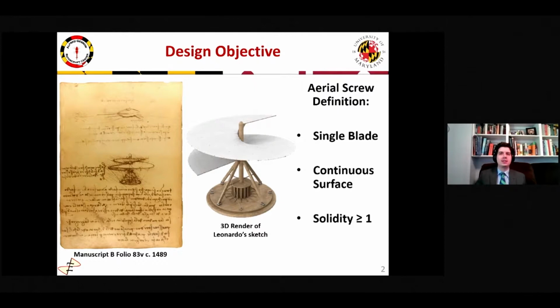In 1489, Leonardo drew what is often considered the first heavier-than-air rotary wing vehicle. However, this conceptual design has been cast aside to history and deemed ultimately completely ineffective without ever undergoing serious technical analysis or testing. So we were tasked with designing a vehicle that relies on one or more aerial screws to provide lift and thrust for the vehicle. Where an aerial screw is defined as a single blade with a continuous surface and a solidity equal to or greater than 1.